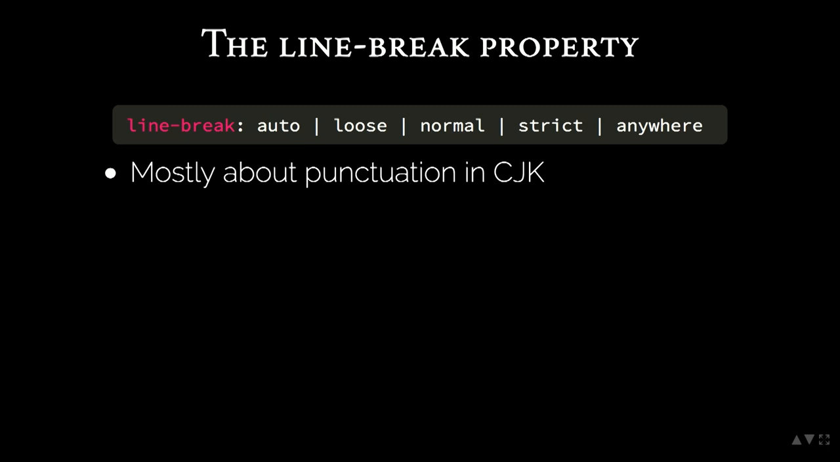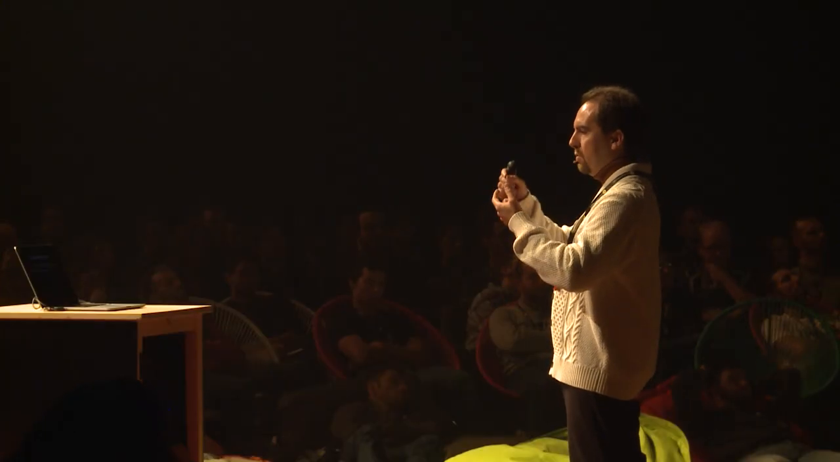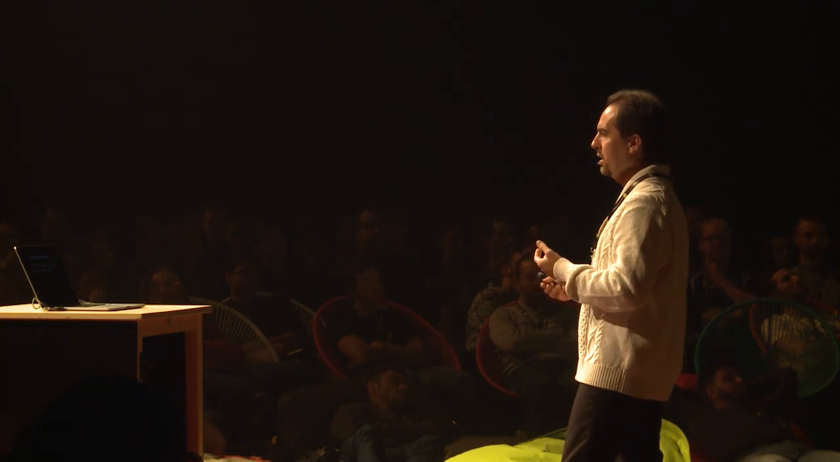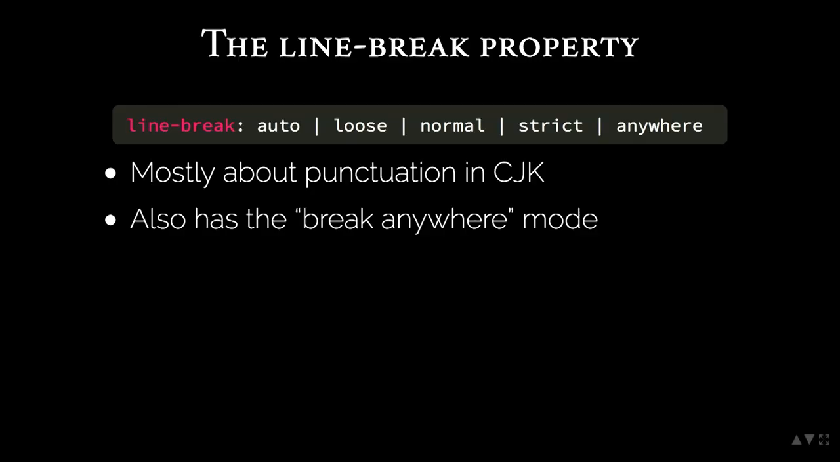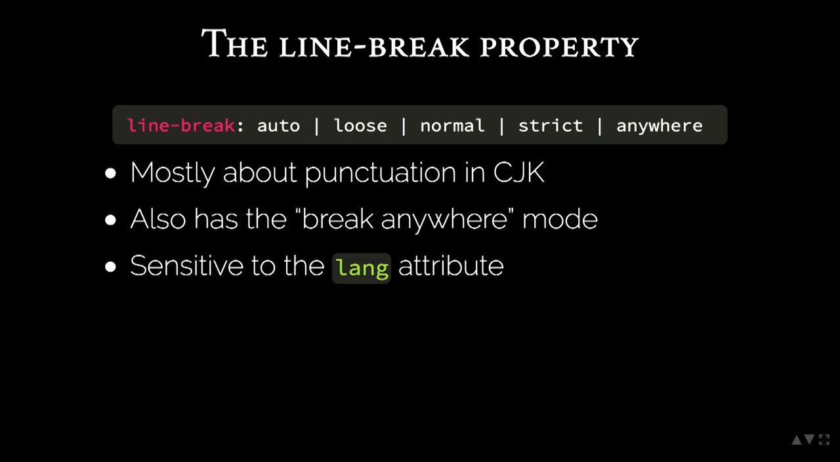Here's another one, line break. Actually, even though this one has a very generic sounding name, it's actually quite specialized to punctuation in Chinese, Japanese, and Korean. That's not the only thing it does, but it's the main thing it does. As I just said, between the letter and the punctuation sign after it, you're not supposed to break. And there are a bunch of rules about where you can and cannot, and this property helps with that. It also has a let's break anywhere mode, which I'm going to talk about in a second.